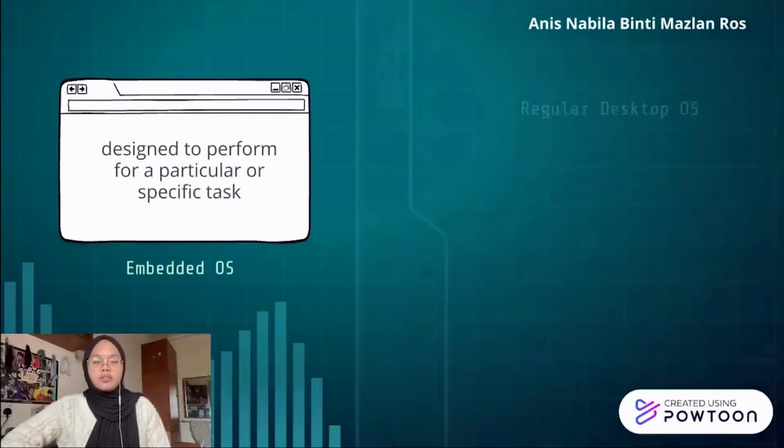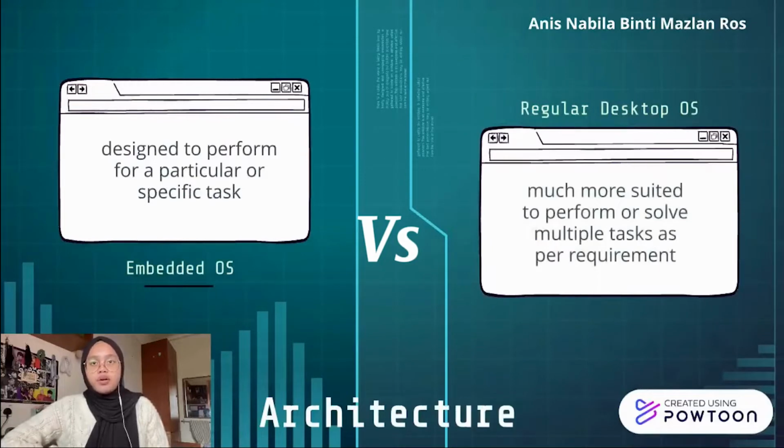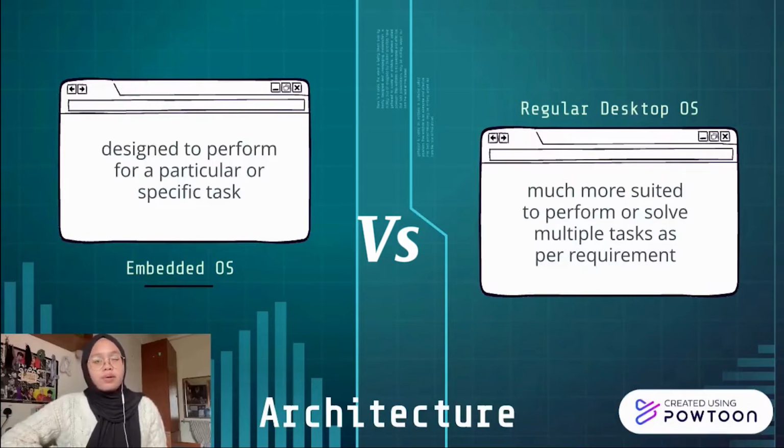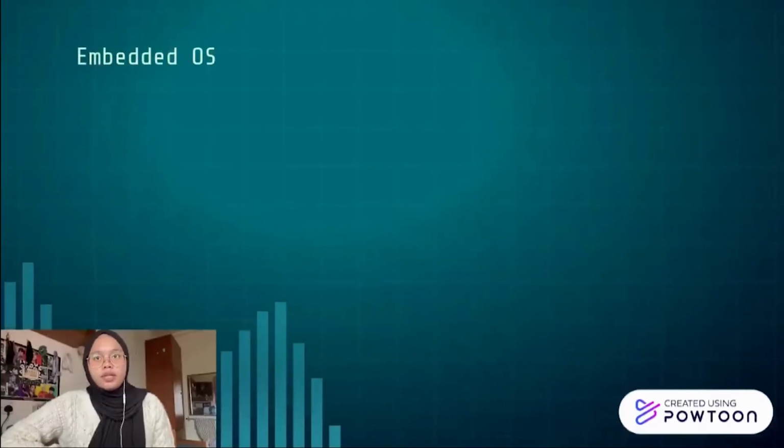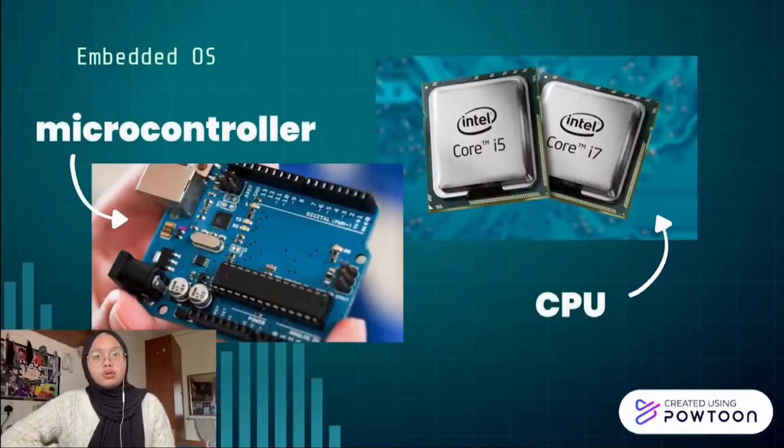In this part, I'm going to talk about the difference between embedded OS and regular desktop OS. In terms of architecture, embedded OS is designed to perform a particular or specific task efficiently, while regular desktop OS can be programmed to perform or solve multiple tasks as per requirement. Mostly, modern embedded OS contain a microcontroller which consists of a CPU to process data as well as a fixed amount of RAM and ROM, and mostly an embedded system will only run the firmware added to the device by the manufacturer. However, some devices can have their firmware updated by the user.